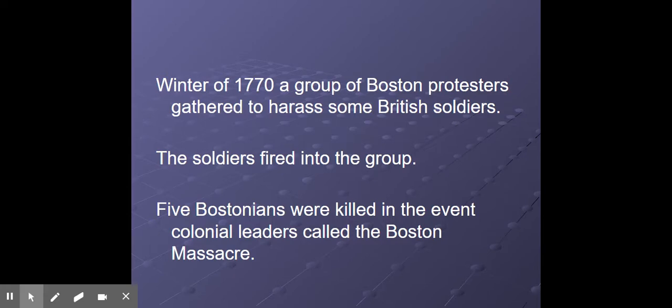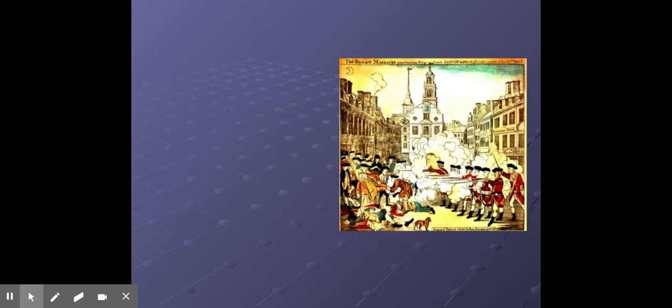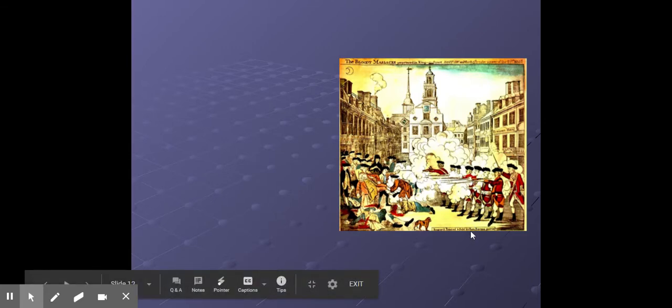But when you think of massacre, you think many, many more people, okay, than just 5. But this is the spin that colonial leaders put on it. And their take on it is fueled by this illustration. Now, if we were in class, we could talk about it a little bit. I want to show you down here. I know it's difficult for you to see, but right here is the name of the engraver.